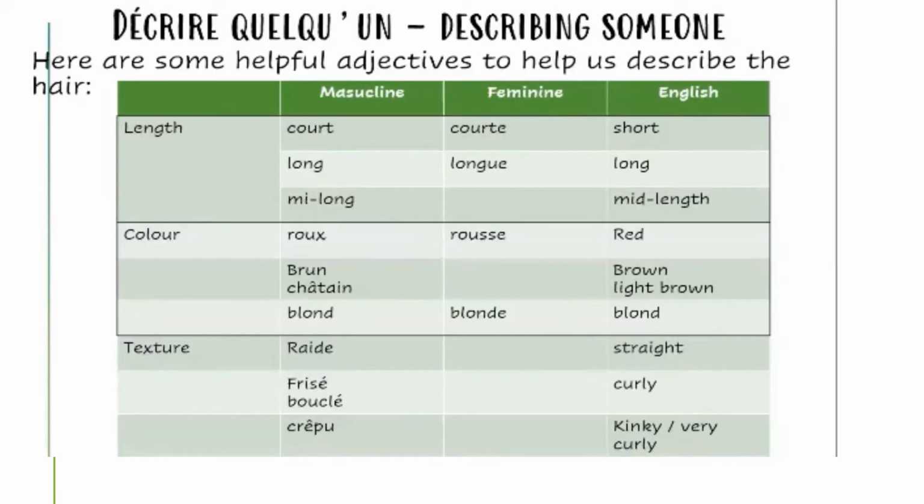All right. So if you're saying he has red hair, what would you say? He has red hair. How would you say that? Il est roux. All right. You can say he's a redhead. If you're saying he is a redhead, you say il est roux. But we're using the verb avoir in this class, right? So we're saying he has red hair.